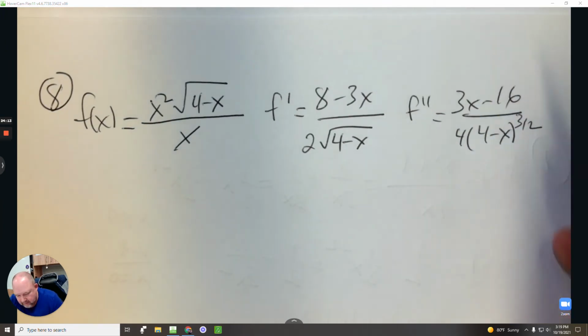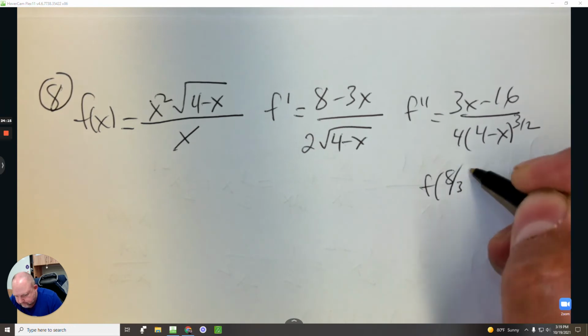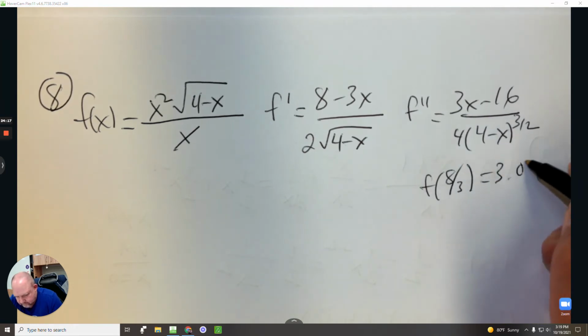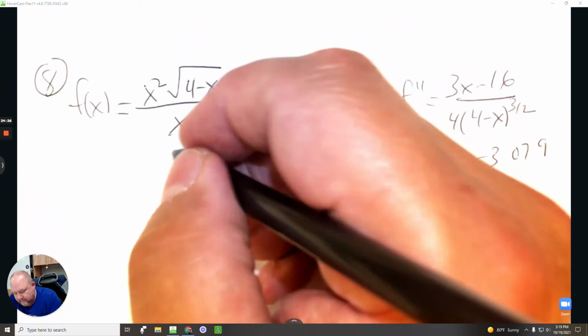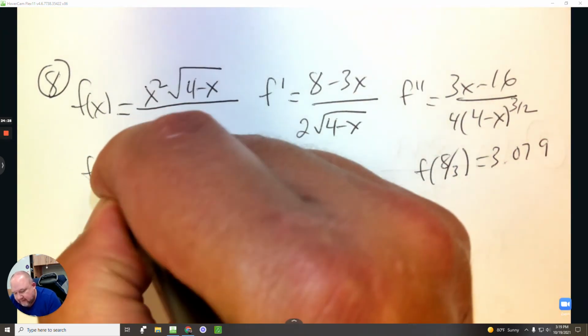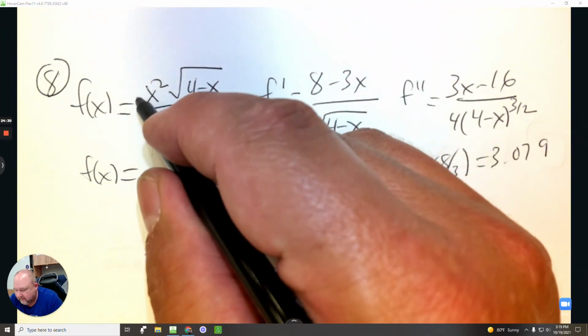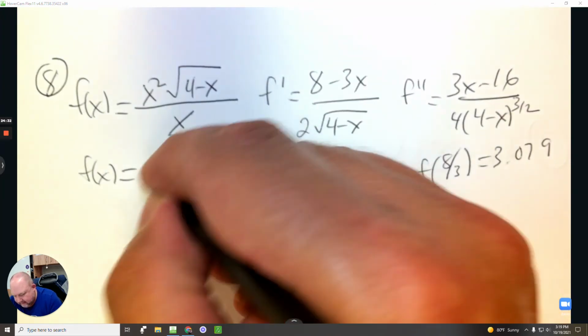And it gives you a point. All right, let's see if we can put this together. So this is number 8. We're going to reduce it down to begin with. So x makes the x squared just an x.